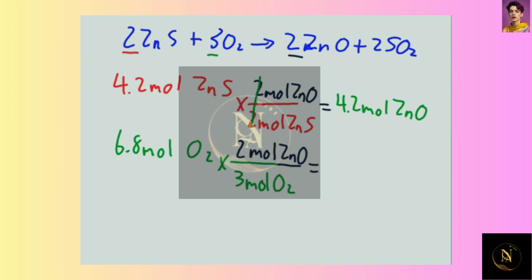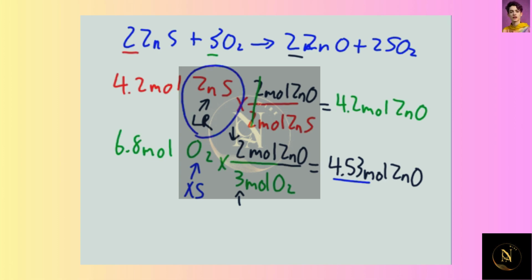So 6.8 times 2 divided by 3 would be 4.53 moles of zinc oxide, which tells us that the zinc sulfide will limit the reaction and be our limiting reactant, whereas the oxygen will be our excess reactant because it makes more. But now we want to know, if this went to completion and all of the zinc sulfide was used up, since it's our limiting, how much oxygen would remain.